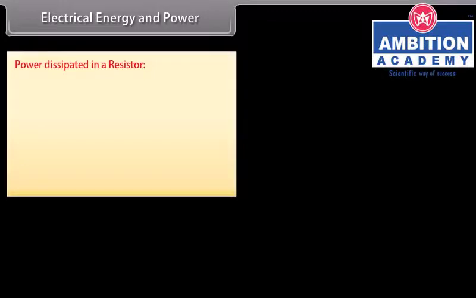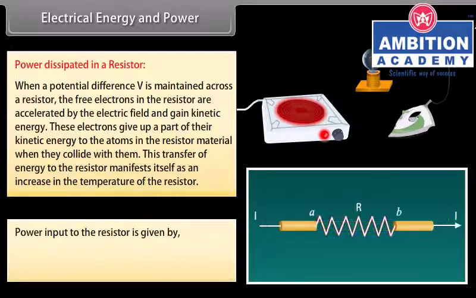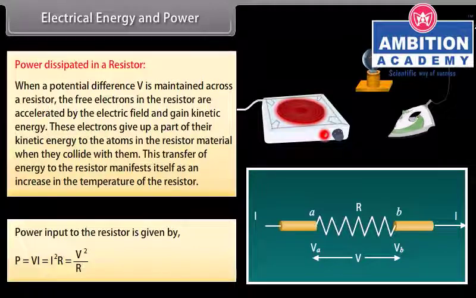Power dissipated in a resistor. When a potential difference V is maintained across a resistor, the free electrons in the resistor are accelerated by the electric field and gain kinetic energy. These electrons give up a part of their kinetic energy to the atoms in the resistor material when they collide with them. This transfer of energy to the resistor manifests itself as an increase in the temperature of the resistor. Power input to the resistor is given by P is equal to VI, which is equal to I squared R, which is equal to V squared divided by R.